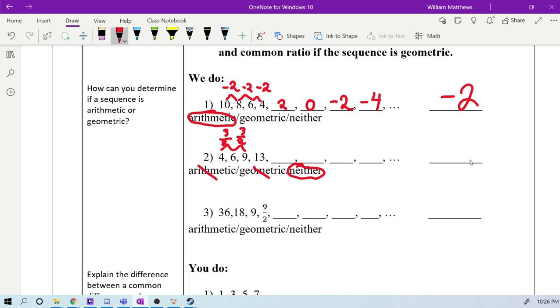This one follows a different sequence where we are adding 2, and then we're increasing that value by 1 every time that we add. But in this case, that is neither one of our special sequences, so we just circle neither.